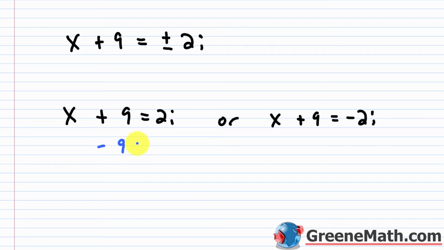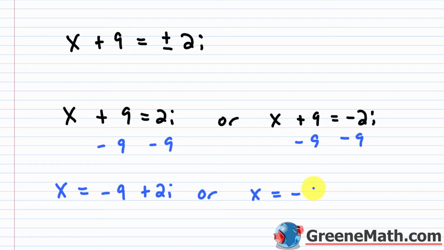So I'm going to subtract 9 away from each side. I'm going to say x is equal to, I'm going to write my negative 9 first, and then plus my 2i. Then or, over here I'm going to subtract 9 away from each side of the equation. So x is equal to, again, negative 9, now minus 2i. So the only difference between these two solutions is the plus here and the minus here. So when this happens, you can use that more compact form. That's typically what you're going to see.